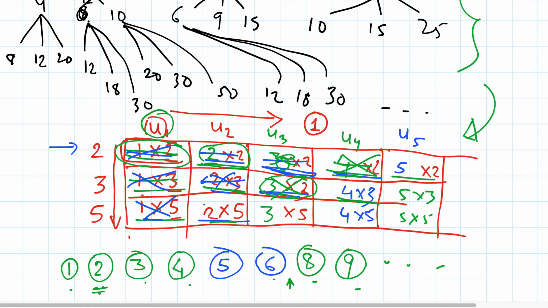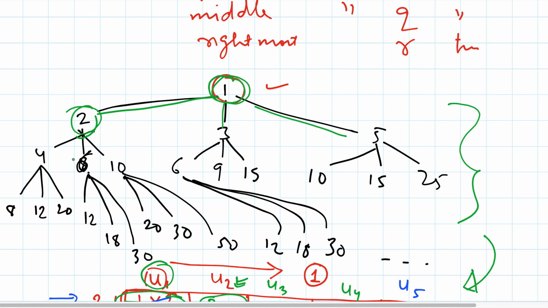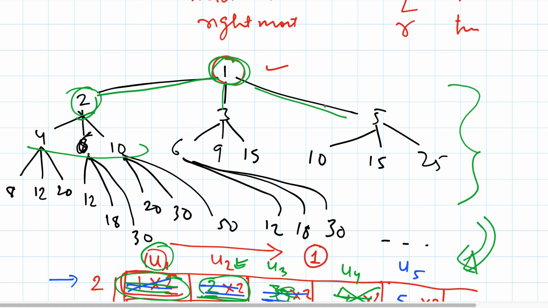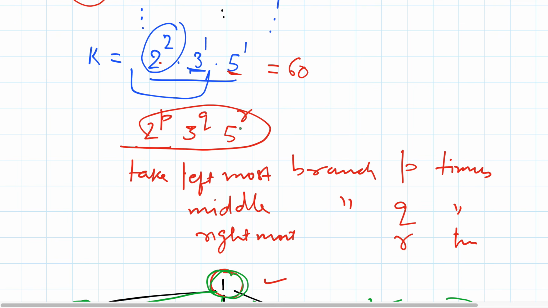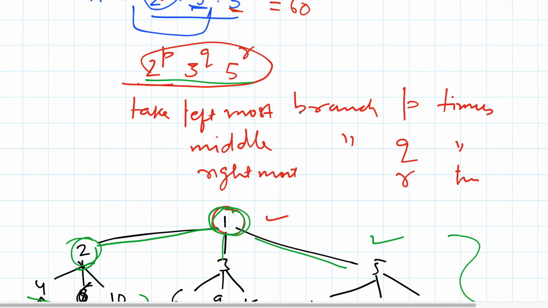So we got u2 as 2. Then in the next column we multiply u2 by all three values. So whatever we were doing here, we picked 2 and multiplied by all three values. So we are just redrawing this tree here, and we showed that this tree represents all the ugly numbers by this logic, because any ugly number is of this form, and this means simply that take the leftmost branch p times, then the middle branch q times, then the rightmost branch r times, we will get that ugly number.